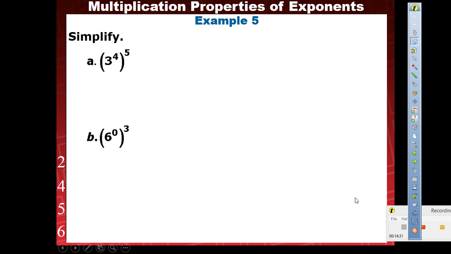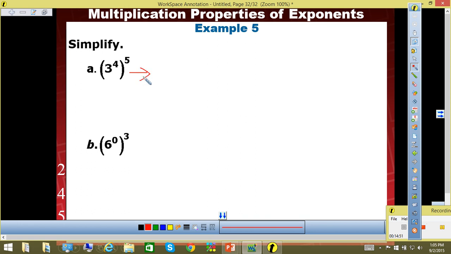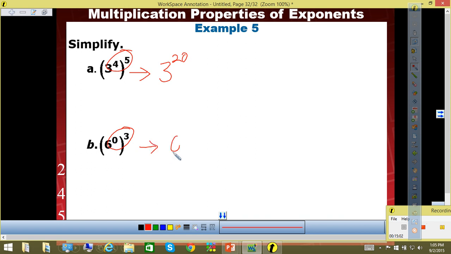Copy this one. And do those, please. You got 20 seconds. Go. Okay. Let's see. This became 320 to the 20th. Hands if you got that. Okay, good. This multiplies, this becomes 6 to the 0, which is 1. We got this? All right.